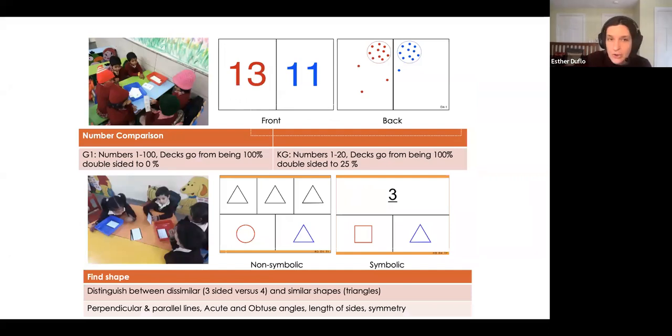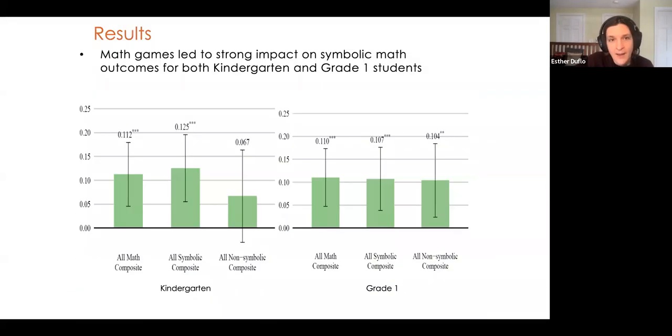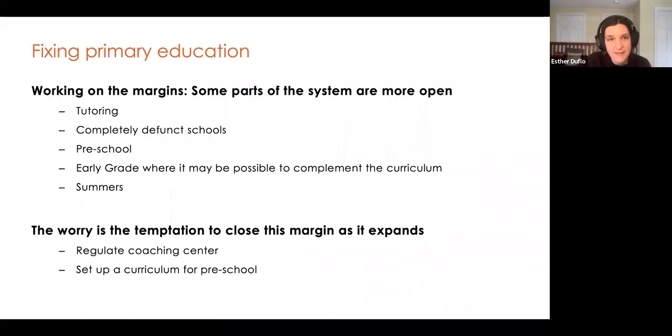The kids were able to play alone. They played competitively across groups. They understand the games very well. And what we find here is that led to a strong impact on symbolic math outcomes, both for kindergarten and for grade one students. So this was a very good result, and it suggests that it's something that we are now working on scaling up, both directly through the schools and then through non-government actors in many states, to kind of make the kids ready for whatever is ready for them by working in that kindergarten grade one margin.